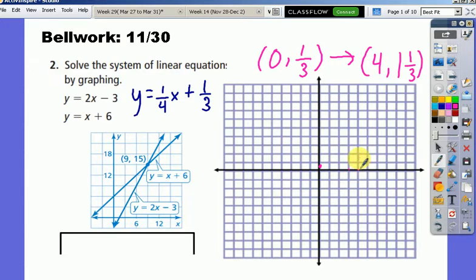Then this 1 and 1/3. Is it 4? Does that make sense? Because that will make those problems a lot simpler to graph. Okay. Is it 4?